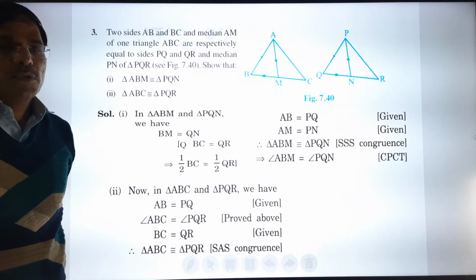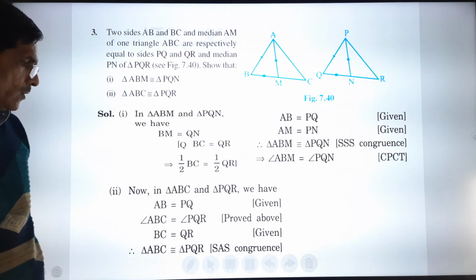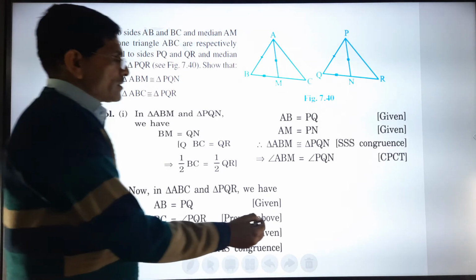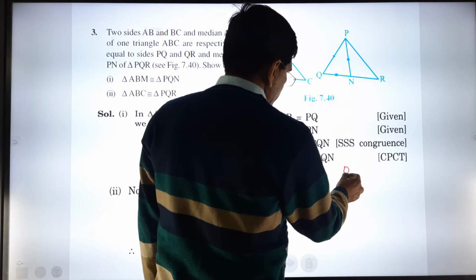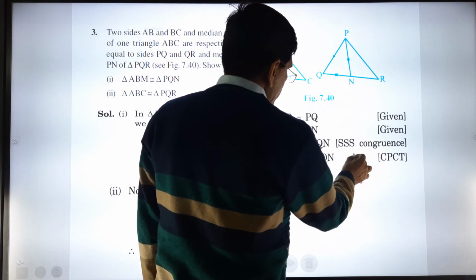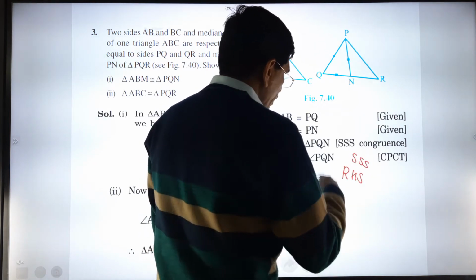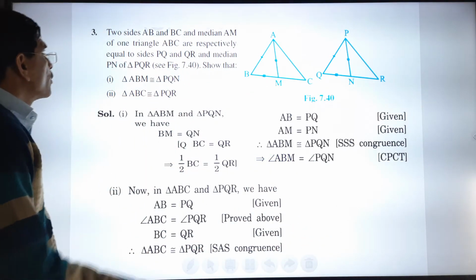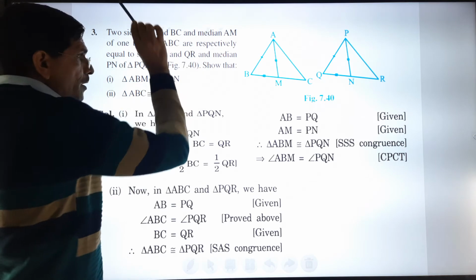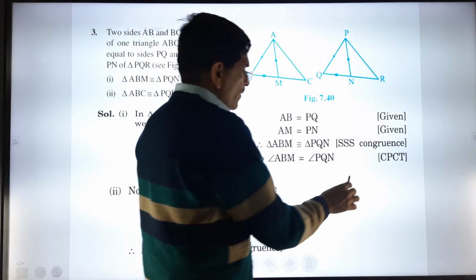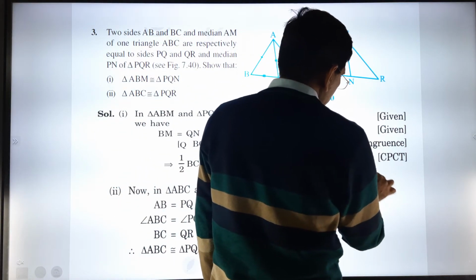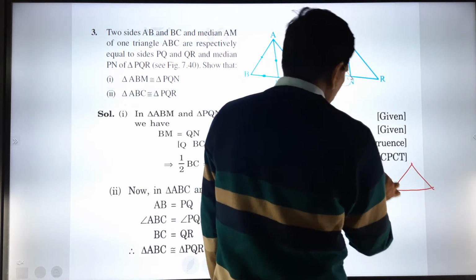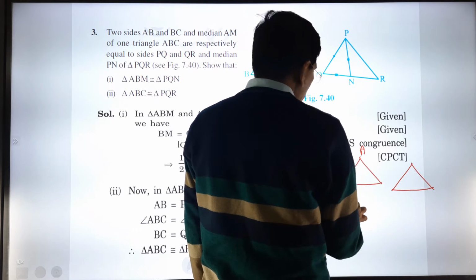So question number two we have completed. Now for the third. Two concepts we have made clear: one is RHS, another is SSS. Again, on this base there is one more proof related to the median. Earlier we discussed the altitude. Now we want to discuss the median.